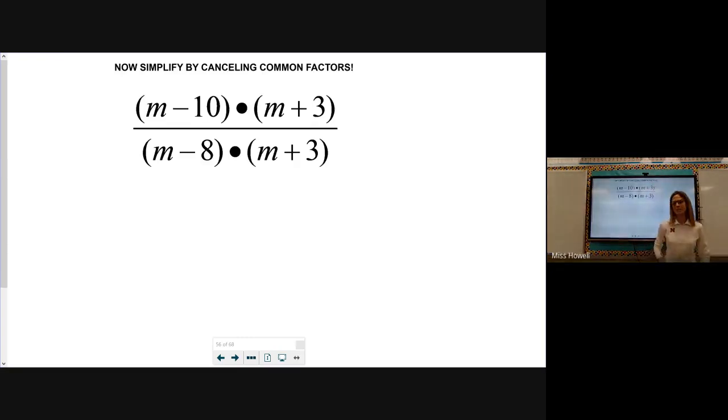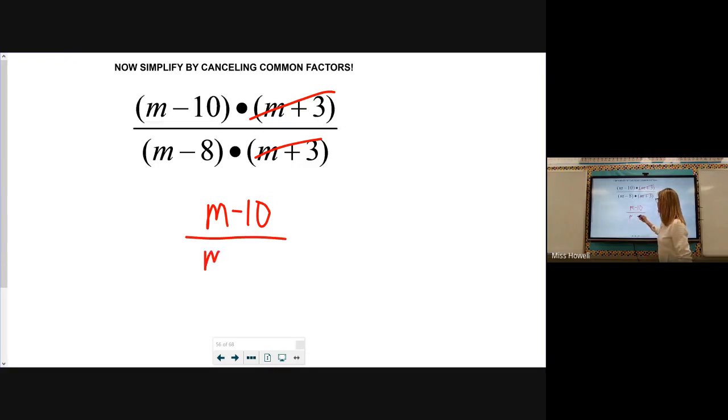So now the simplifying part is to cancel any factors that are identical. So they both have an m plus 3 factor, which means this would simplify to an m minus 10 over an m minus 8.